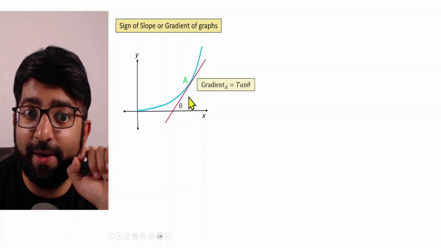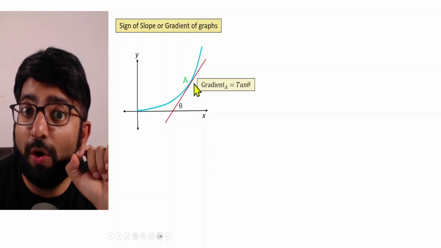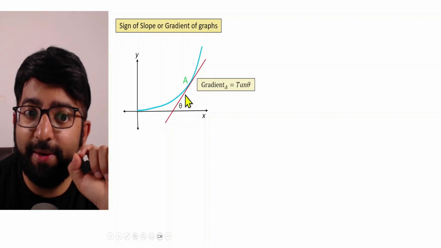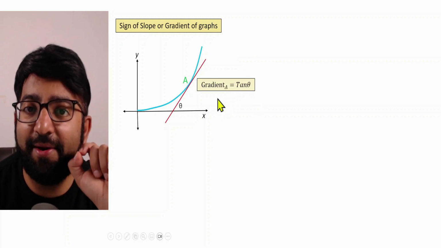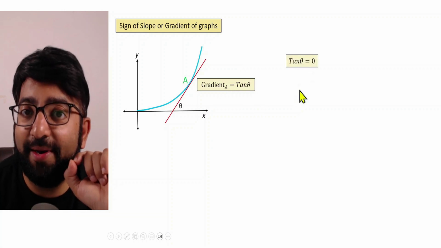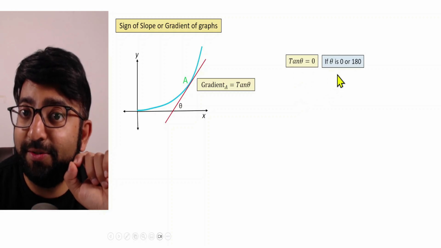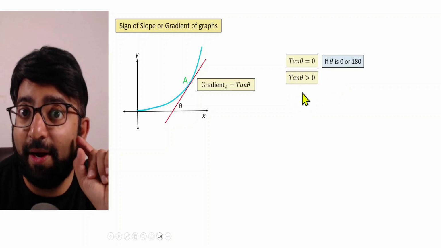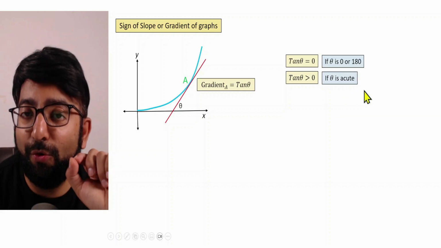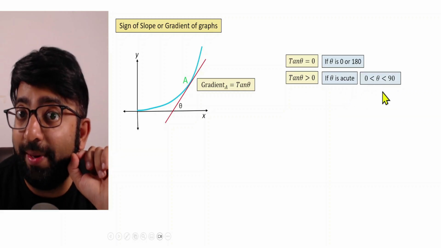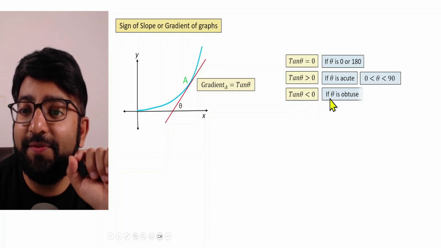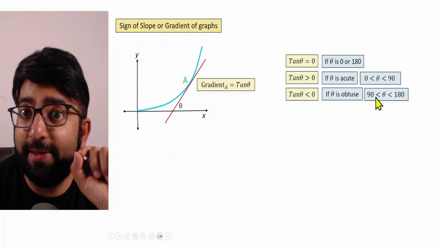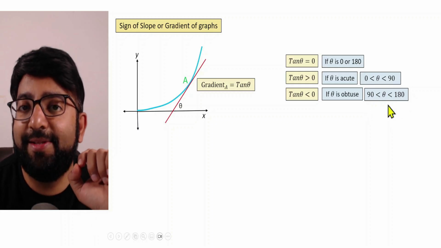If we have to find the gradient at the point A, we need to draw the tangent at that particular point, and then figure out the angle which the tangent makes with the x-axis, and then take the tan of that. That is the gradient. Now, the value of tan theta is 0 if theta is either 0 or 180, and tan theta is positive if theta is acute. By acute, we mean theta should be less than 90 degrees. On the other hand, the value of tan is negative if theta is obtuse, which means theta needs to be greater than 90 and less than 180.